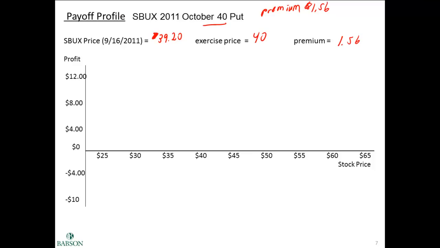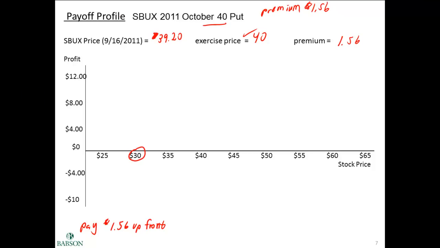So now what happens? So you pay $1.56 up front. And you have the right to sell a share of Starbucks for $40. So let's say you go to sleep in September and you wake up the third week of October when the put option is going to expire, and you own the right to sell it for $40, and let's say it's selling in the open market for $30.